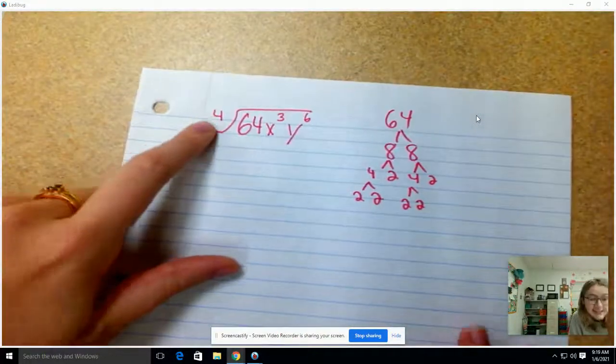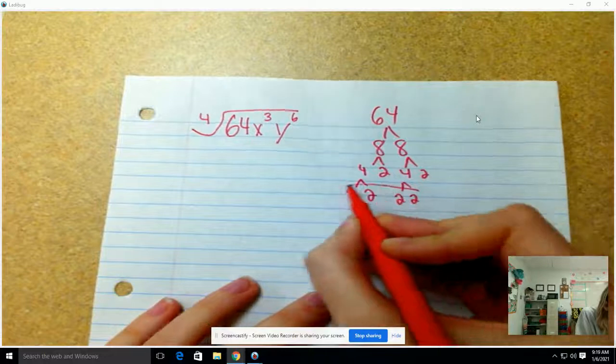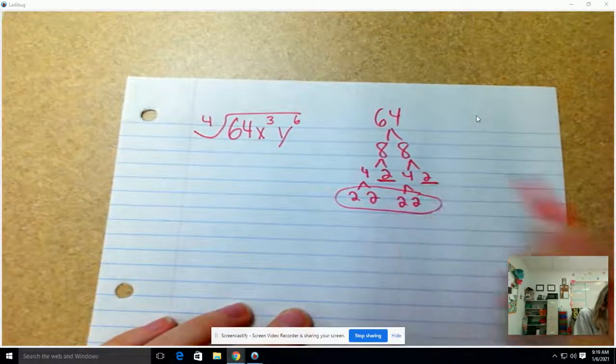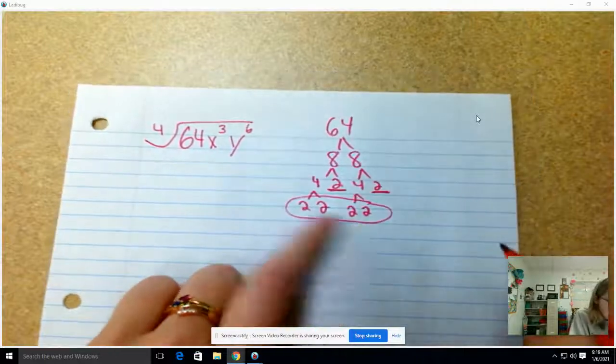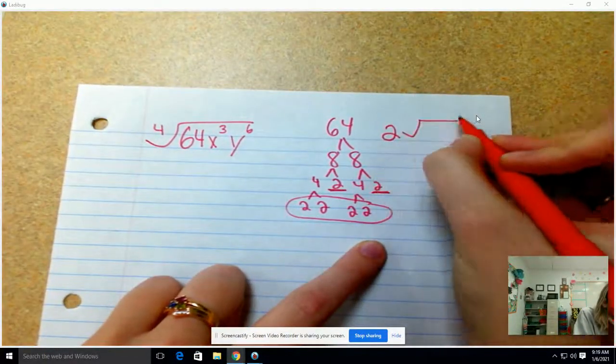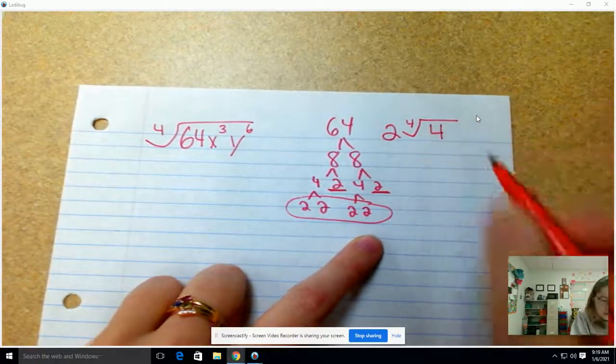So again, our index is 4, so I'm looking for groups of 4. So 1, 2, 3, 4 2's right here. And then I'm left over with 2 over here, with 2 2's. So whatever is in the circle goes on the outside. So 2. We're going to have the 4th root of 2 times 2, which is 4.